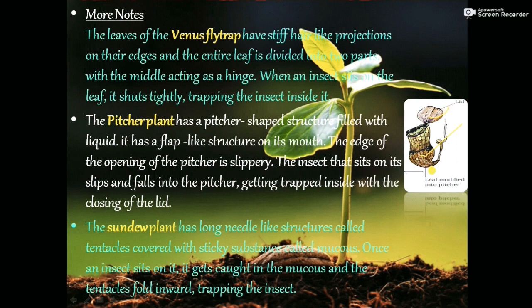Sundew plant. They have long needle-like structures called tentacles, covered with a sticky substance called mucilage. Once an insect sits on it, it gets caught in the mucus and the tentacles fold inward.